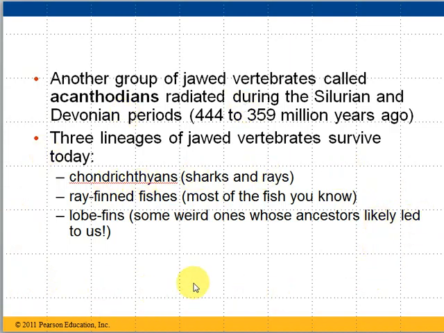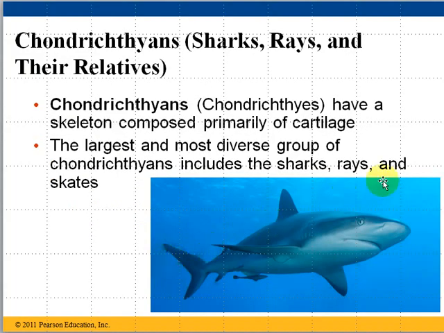So first we're going to look at the chondrichthyans. The chondrichthyans are the sharks and the rays. The ray-finned fishes are the fish that you are most familiar with, and then the lobe-finned fish, we'll take a look at those as well. So let's start with the chondrichthyans, which would be the sharks and the rays. Sharks, rays, and their various relatives.